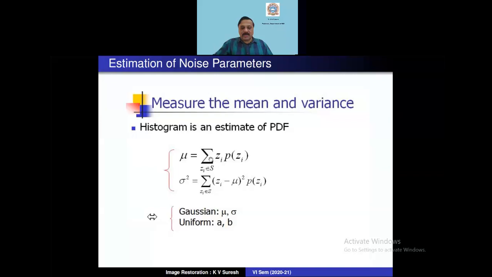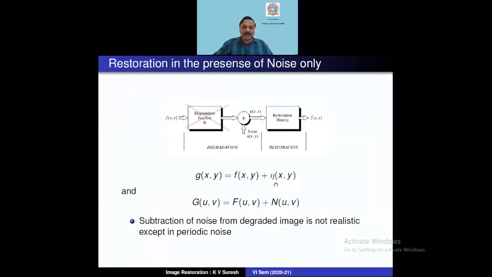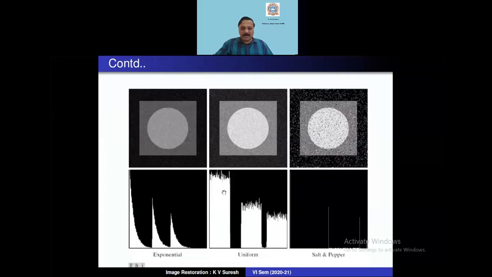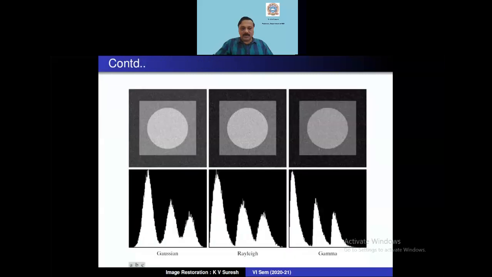Okay, so once I find the mean and variance, for Gaussian and uniform distribution, they are directly giving me the values. For uniform distribution, you can find the A and B from this mu and sigma. So this is how I can find the noise. What we have understood so far is, if a noisy image is given to me, how will I find the noise? Let me just quickly go through it.